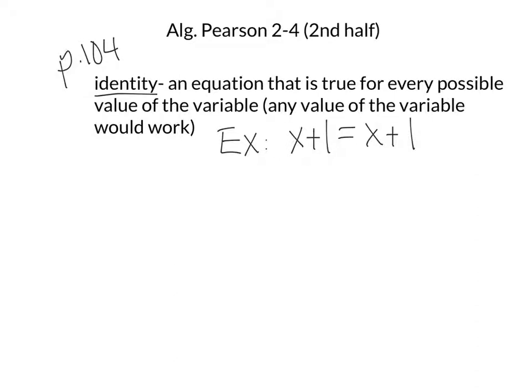Sometimes when you're solving an equation, the variables cancel out. So one case we can have with this is what's called an identity. An identity is an equation that is true for every possible value of the variable. In other words, any value of the variable would work. So for example, if I have an equation x plus 1 equals x plus 1, any number I put in place of the x would make this work.